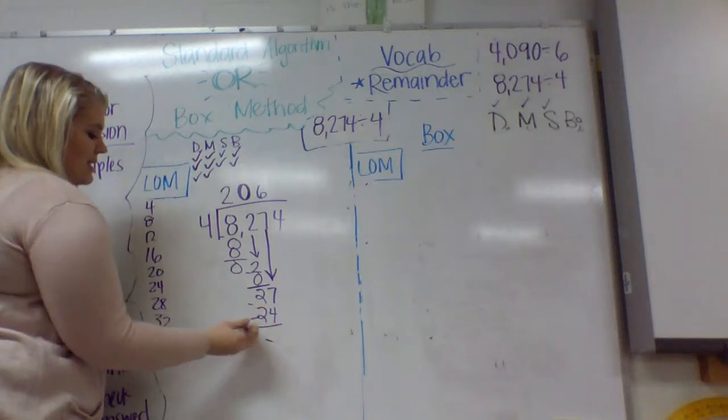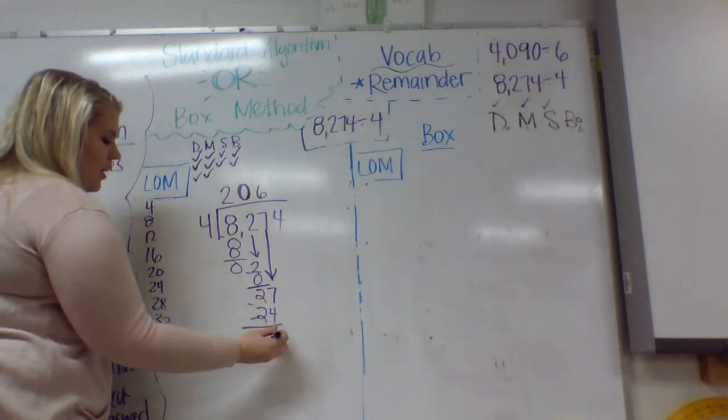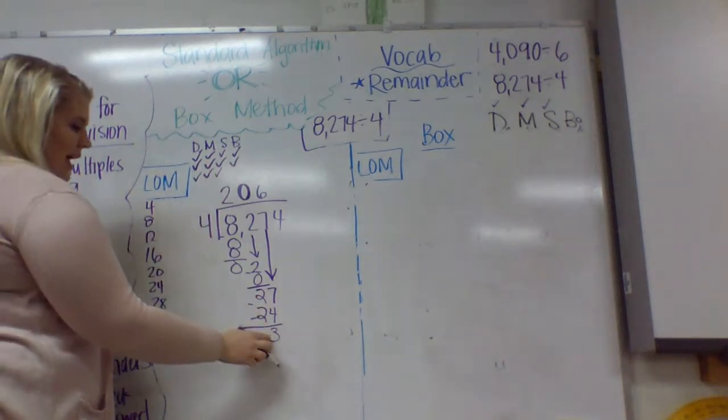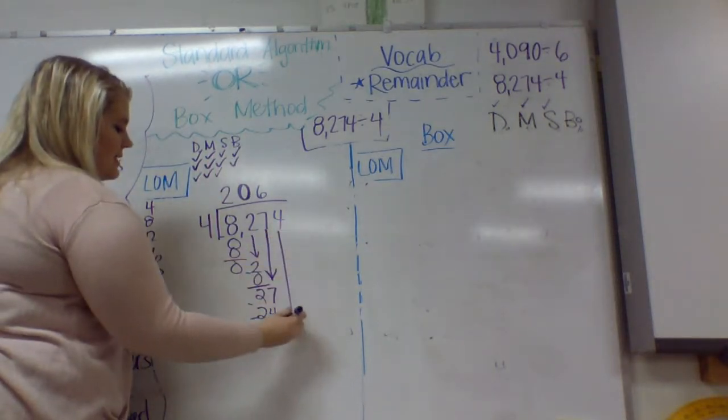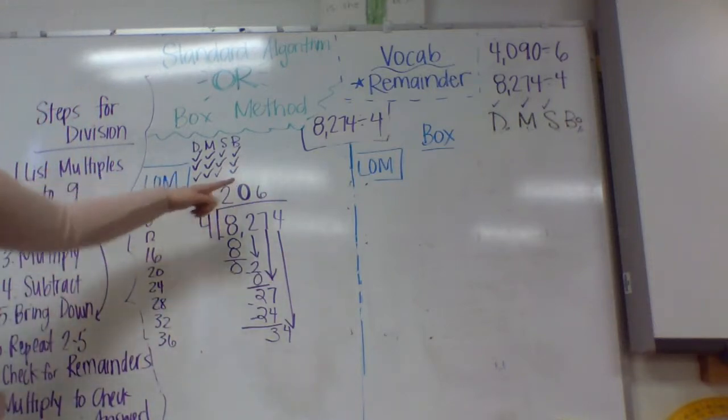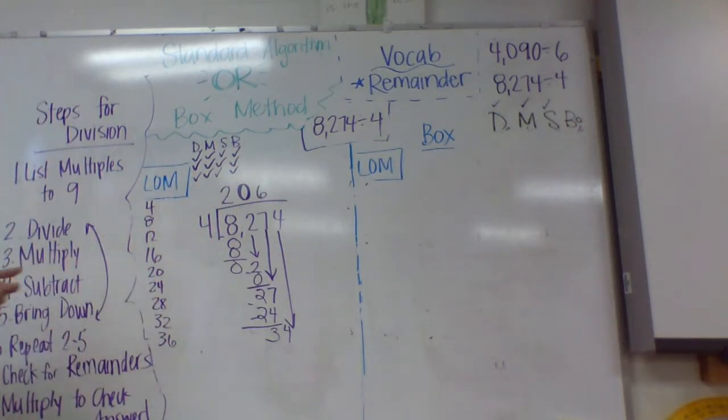When I subtract those, 7 minus 4 is 3. 2 minus 2 is 0. So now I have a 3. I've got 1 left to bring down, which is my 4. 34. I have check marks all the way across, so I'm ready to start over.